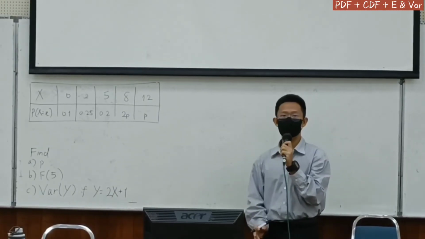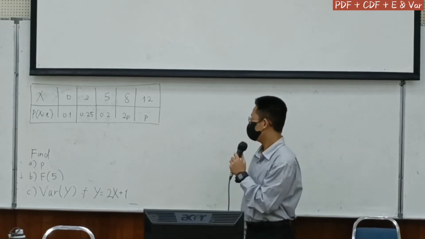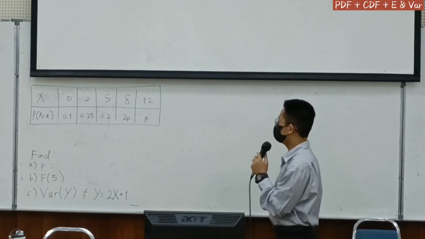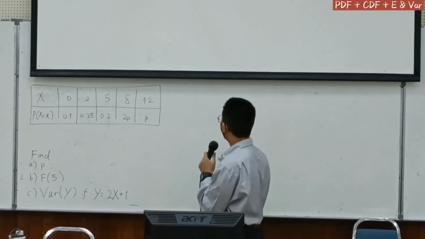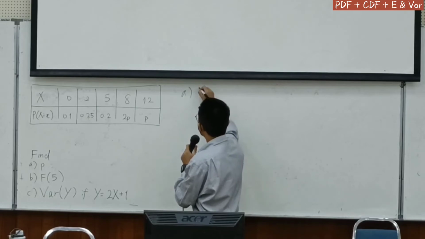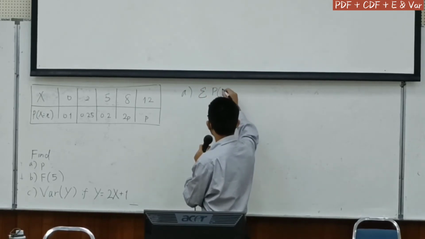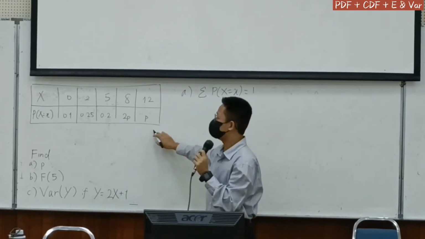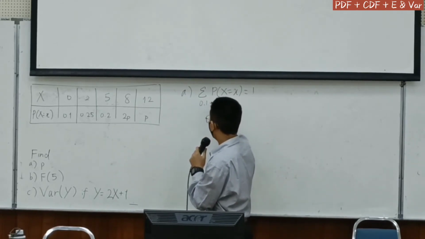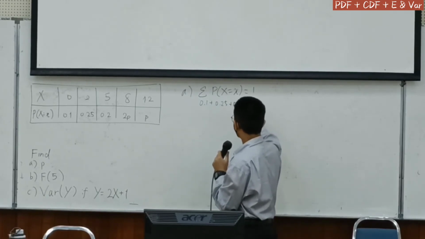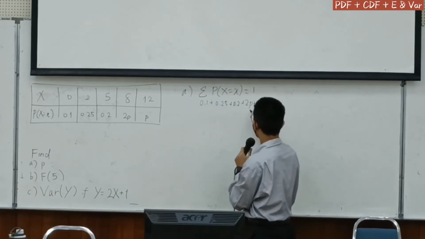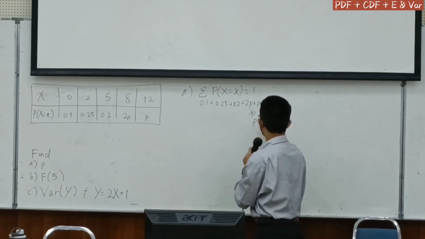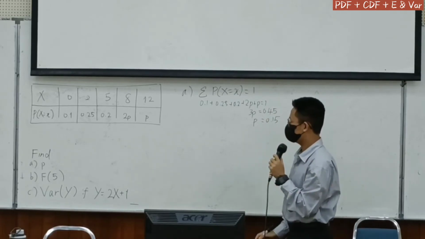Okay, so let us do a question with the properties that we learned before. This is the question, and x represents a discrete random variable, and we need to find the p. So we can use the property that the sum of the probabilities equals 1. We need to sum all of these up and get 1. So 0.1 plus 0.25 and so on equals 1. So we get 3p equal to 0.45, so p equals 0.15. And this is for A.